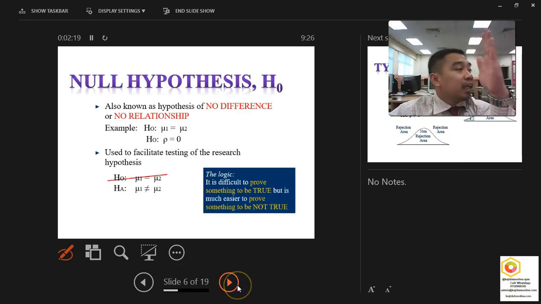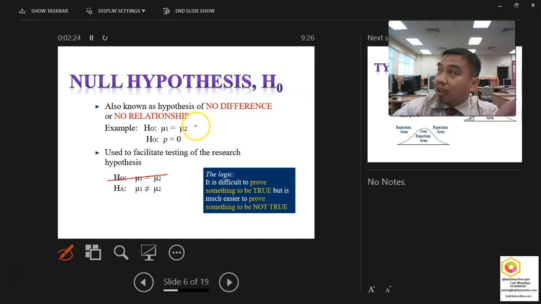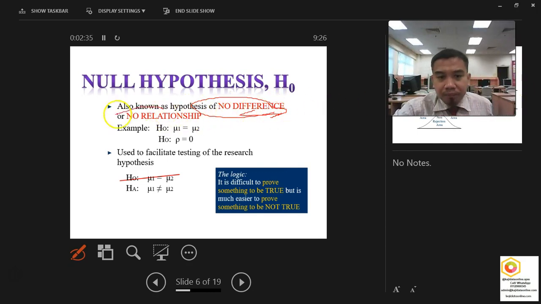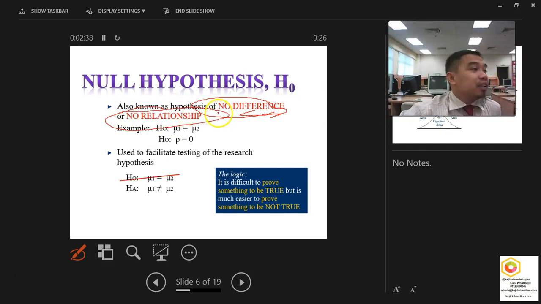All these notes you can download and take from your colleague. I already gave them to your colleague in PDF form. So this is the example. Our focus is actually only on this. We are only focusing on testing for differences and testing for relationships. So these are the 2 important hypothesis tests that we are going to discuss today. If you can absorb easily, then we can proceed faster. It is difficult to prove something to be true, but it is much easier to prove something not to be true. This is what I mentioned to you before.